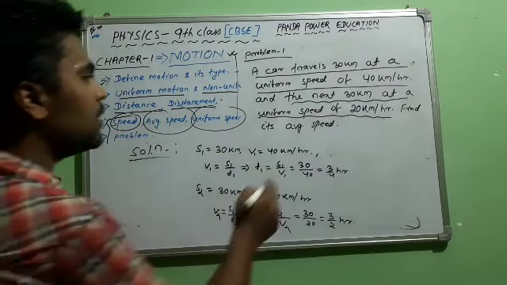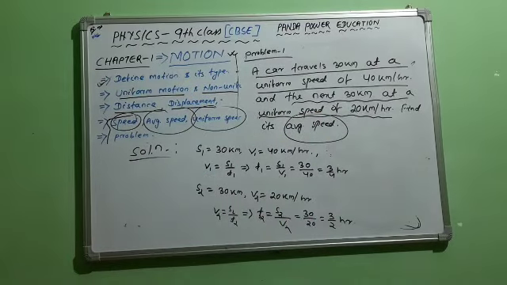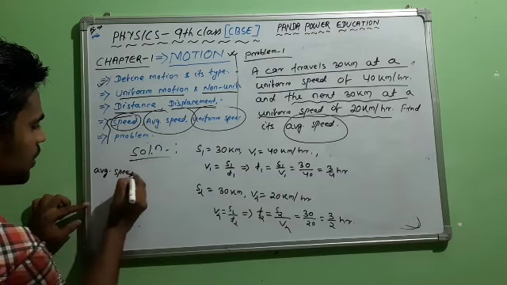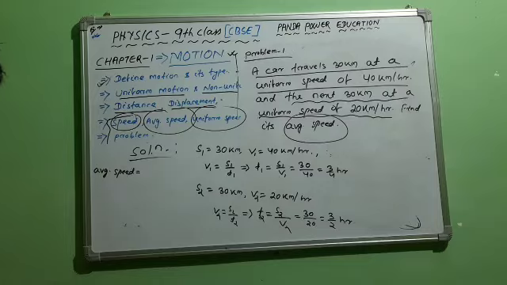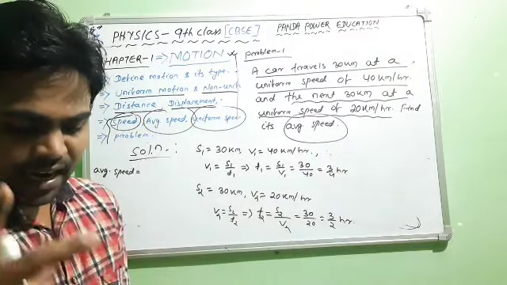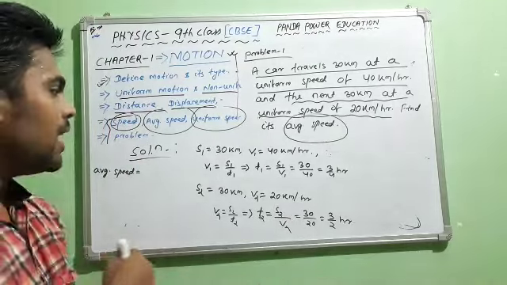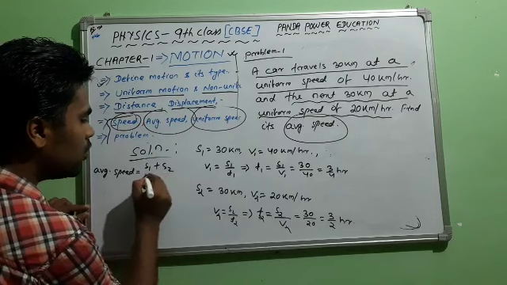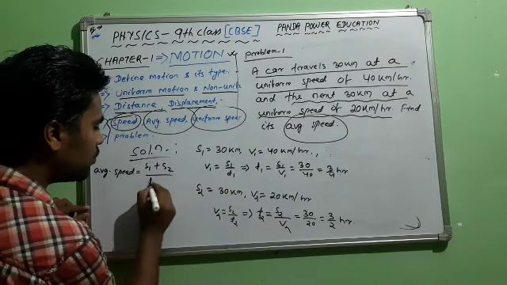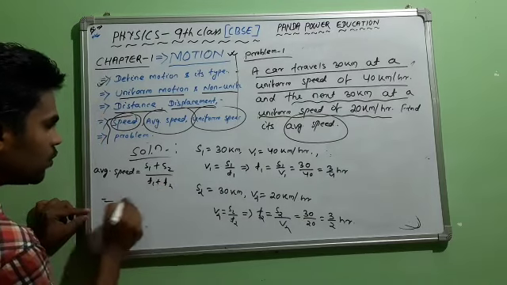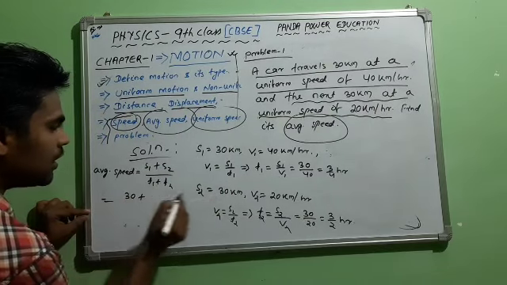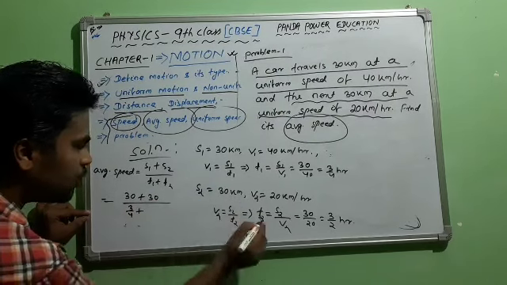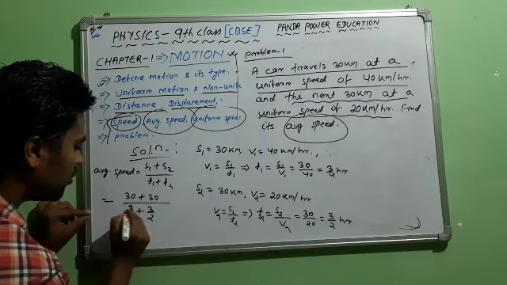So now we find average speed. Here I am writing average speed. So average speed is equal to how much? Formula: total distance traveled divided by total time. Total distance is S1 plus S2, total time is T1 plus T2. So now S1 is 30, S2 is 30, T1 is 3 by 4, T2 is 3 by 2. Got it?